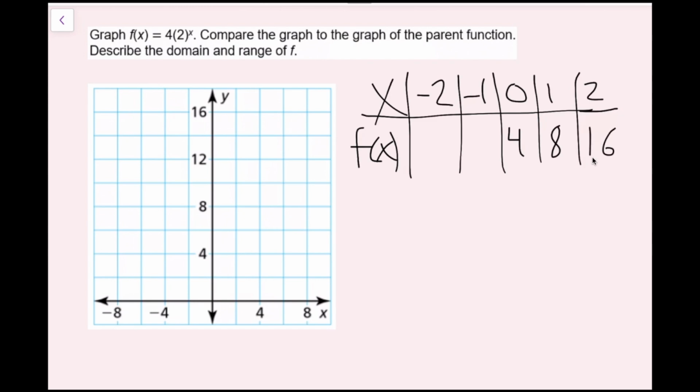And then I'm dividing by 2 each time going to the left. So this one's going to be 2. This one's going to be 1. Okay, so I'm going to plot all of these ordered pairs. Okay, and notice I'm counting by 2's here.